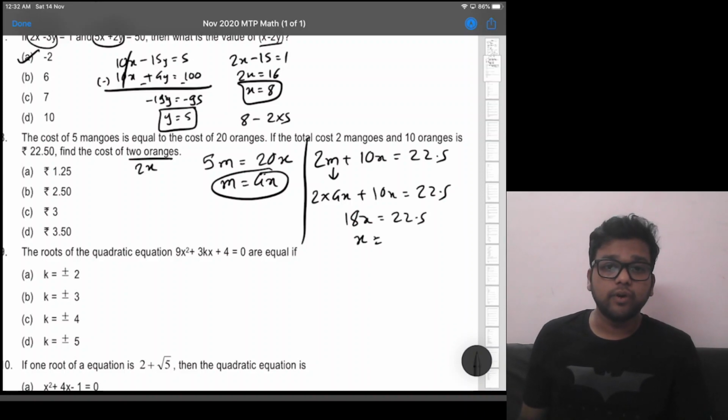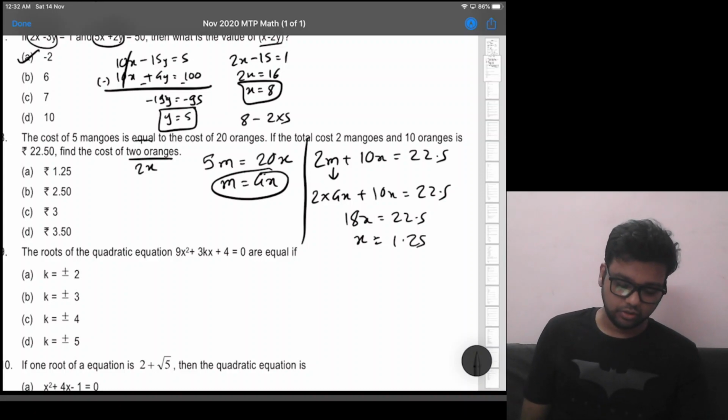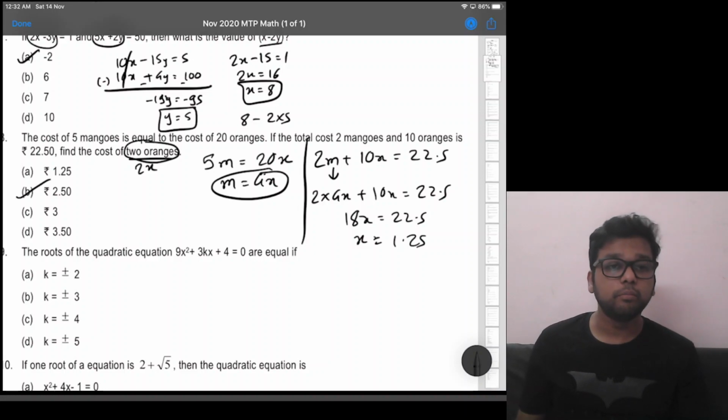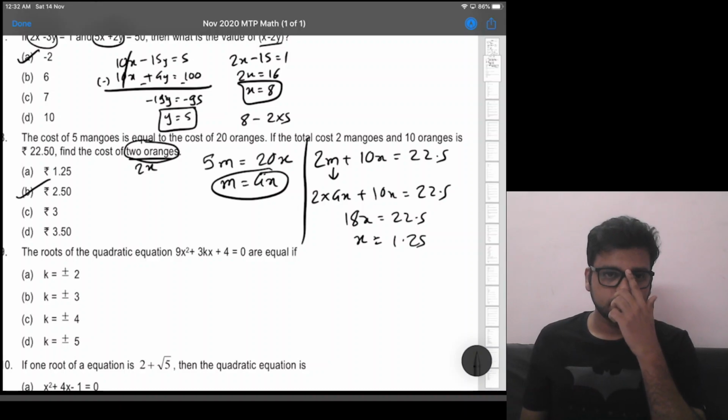So x will be what? 22.5 divided by 18. How much is that? 1.25. So 2 oranges will be multiplied by 2, that is 2.5. Option B. B is the correct answer.